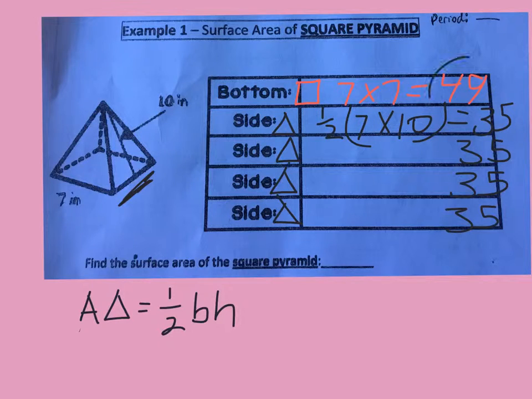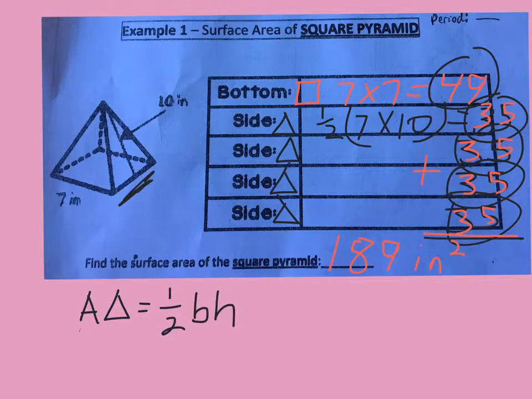Now I can just add up 49 plus 35 plus 35 plus 35 plus 35, and that will be my total surface area for my square pyramid: the area of the square base plus the area of all four triangles around. If you add up all of your sides to the pyramid and your base, you should get 189 inches squared. And that would be the surface area for this pyramid.